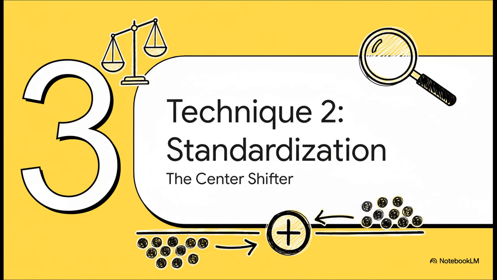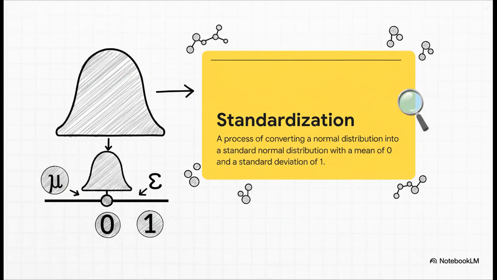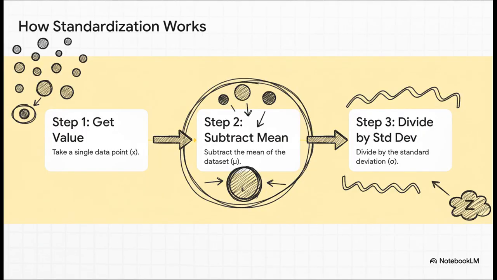Now let's bring in our second contender, standardization. If normalization is the great rescaler, then you can think of standardization as the center shifter. It has a completely different game plan. Standardization, which you'll also hear called z-score normalization, couldn't care less about squeezing data between 0 and 1. Nope. Its goal is to transform the data so that its average, its mean, is exactly 0, and its standard deviation is exactly 1.